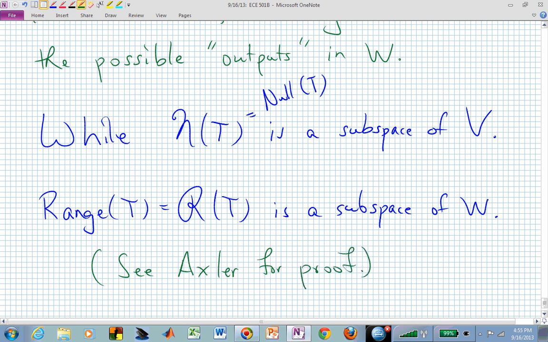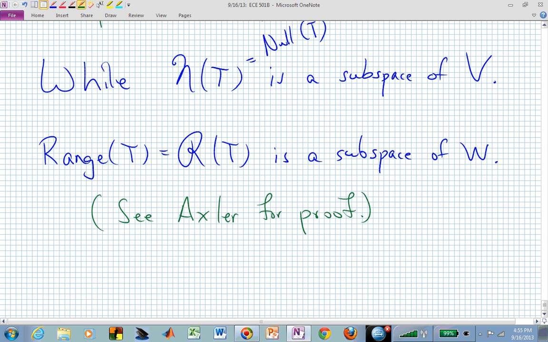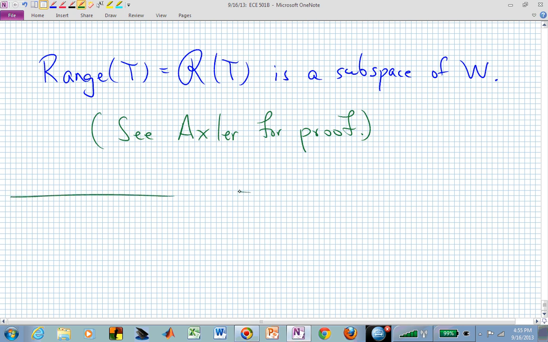So we showed that the null space was a subspace. Now you know how to show things are a subspace. It has to have three properties. And you can look in Axler for the proof that the range space is a subspace of the codomain. Let's now look at the second concept that we mentioned at the start of class, surjective, and show how it's related to the range space.